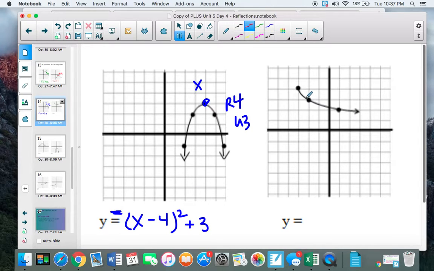Alright, and then one more square root after this one. So I have a square root because it's the swimmer's arm. It's reflecting upside down, so that's a reflection over the x-axis, so my negative goes outside. It looks like it's going left 3, up 4. So left is a plus 3 inside, and up is a plus 4 outside.